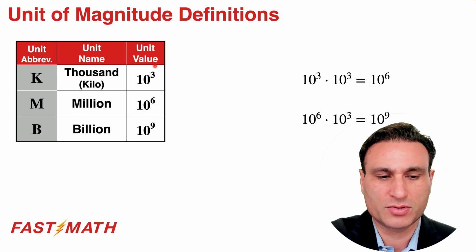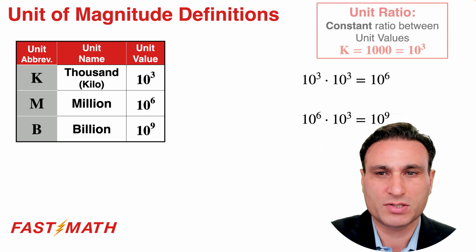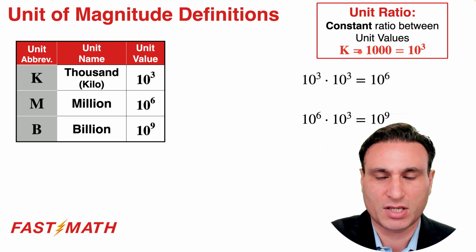For unit values, the exponent of 10 starts at 3 and increases by 3 with each larger unit, which means that each unit value is 10 to the third, or 1,000 times the next smaller unit value. And 10 to the third is 1,000 and has the abbreviation K.